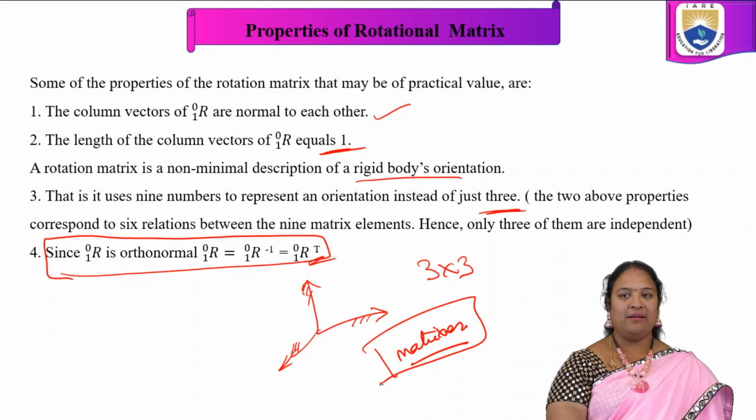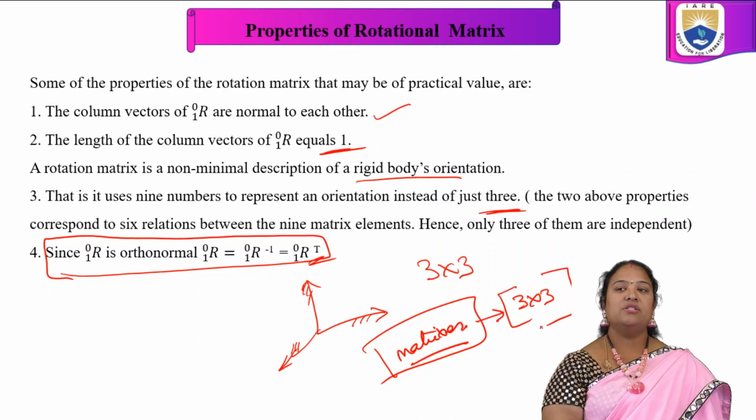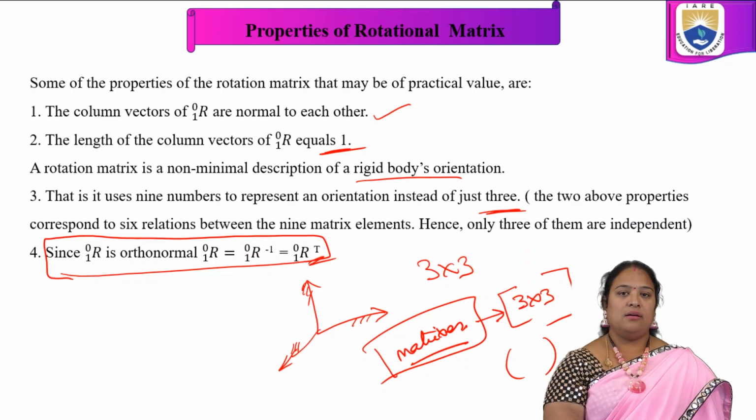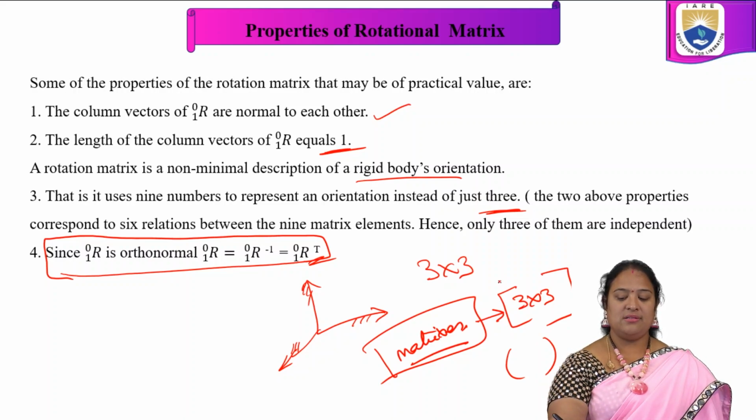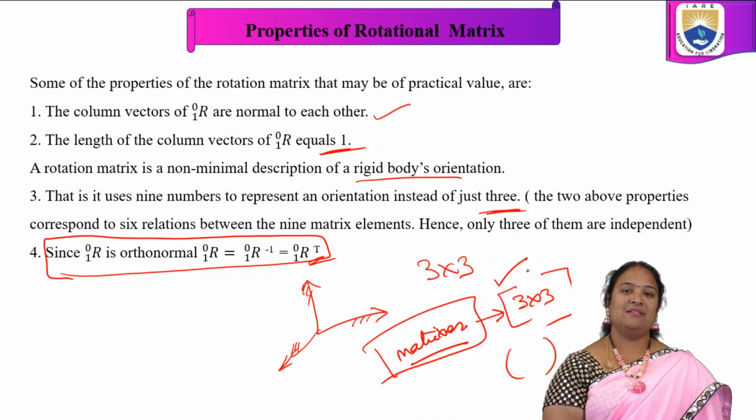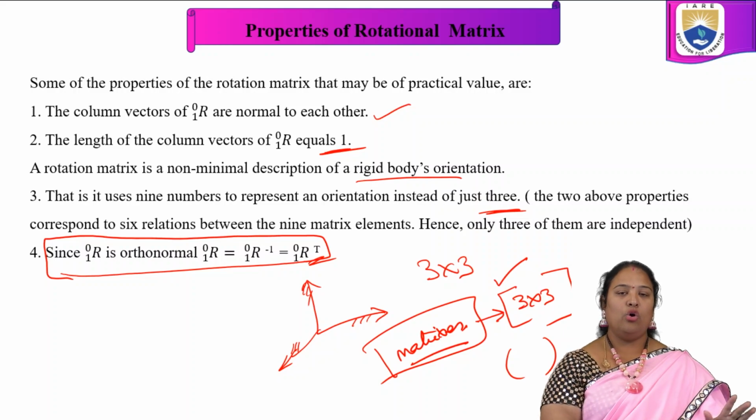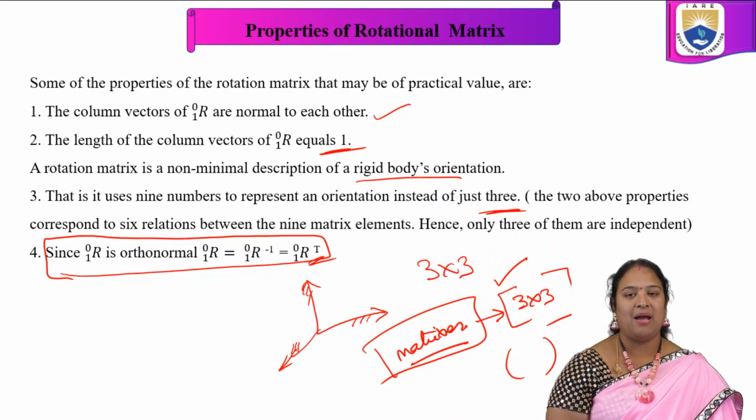So the rotational matrix is generally used to represent the position of the robot's arm, and this matrix is always a 3 by 3 matrix, represented in a square box rather than a curved shape. Clear? Hope you have understood about the rotational matrix in detail.